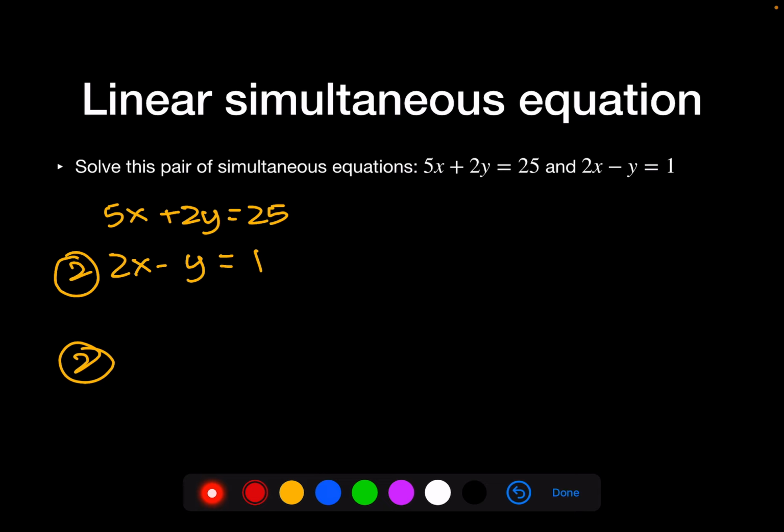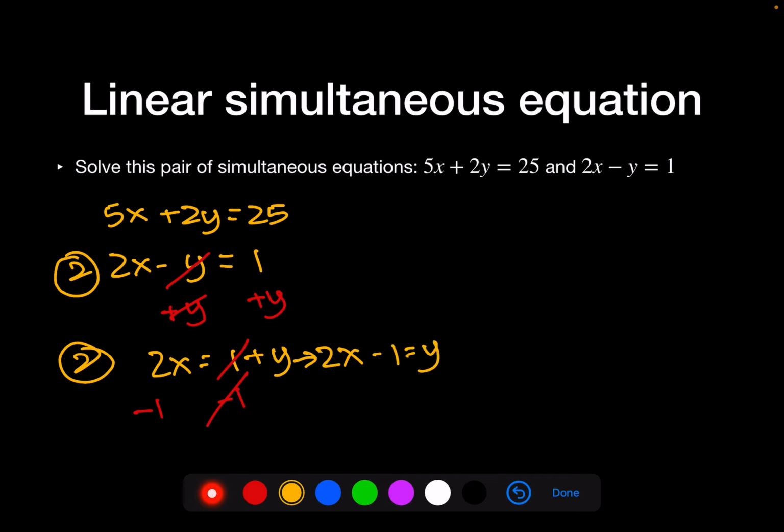I add y on both sides firstly. By adding y on both sides, on the left hand side you have a minus y and then plus y, so these cancel out. You're left with 2x over here, and that's equal to 1 plus y. And you just subtract 1 from both sides to isolate the y. Since you have a plus 1 and then a minus 1, they cancel out, so you are left with 2x minus 1 is equal to y. So we know that y is equal to 2x minus 1.